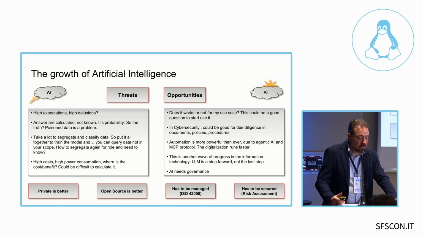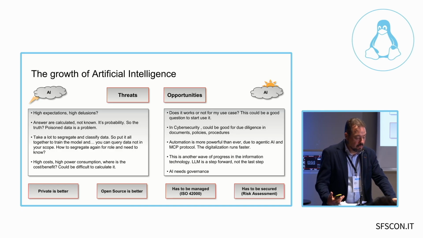Just to joke, in the past we took lots of time to segregate data and classify data. Now you put all the data together, you train a model, and you can query data out of your scope. You have to implement other security measures to define which data you can see. Artificial intelligence has high costs, so the cost-benefit ratio, that is one of the most common methodologies to evaluate something in cybersecurity, is quite difficult to calculate.